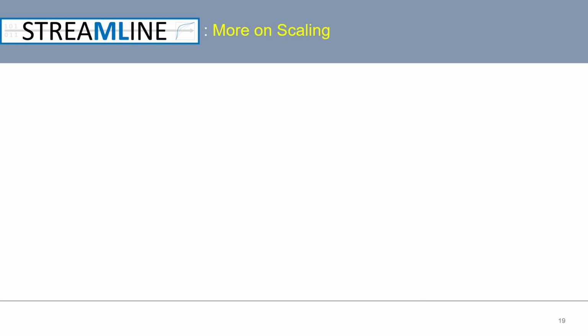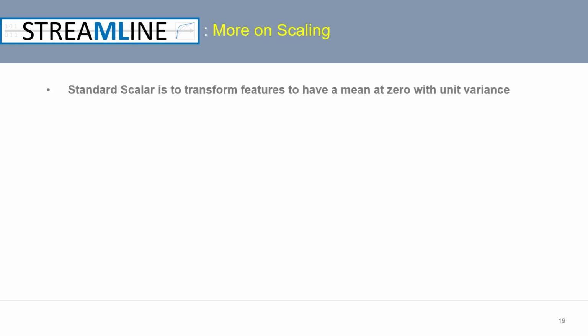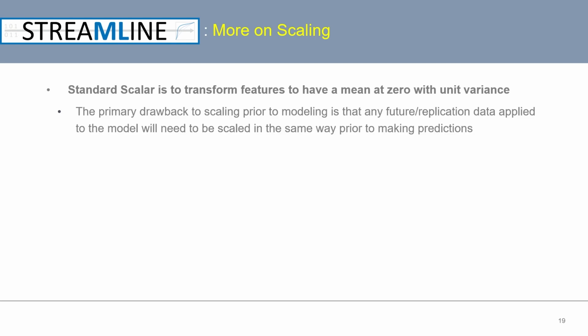Before moving on, let's talk a little bit more about scaling. As mentioned, the standard scaler is used to transform features to have a mean of 0 as well as unit variance. In general, the primary drawback to scaling prior to modeling is that any future or replication data applied to the model will need to be scaled in the same way prior to making predictions. Fortunately, Streamline does this automatically for any downstream replication data.